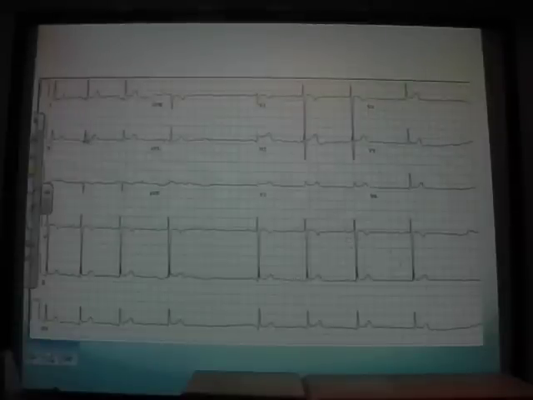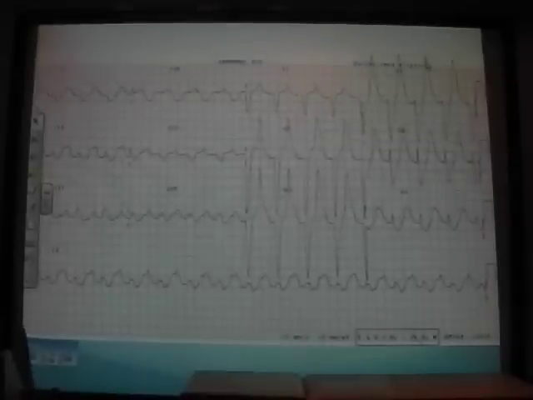Did anybody spot the second abnormality? We've already done ST elevation, so I'll let you off. Can you just tell me what the territory is? Anteroseptal. Yeah, brilliant. Cool. And this is the last one. Who said that? So what did you say?